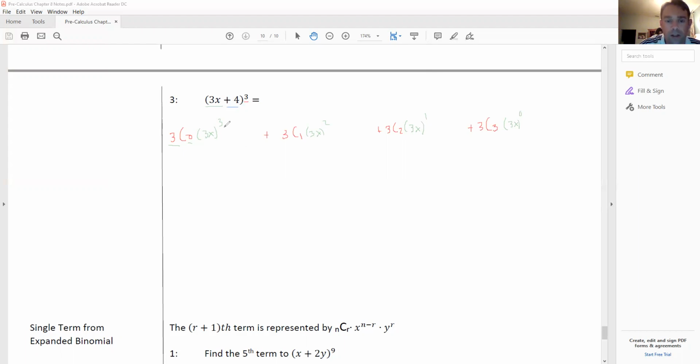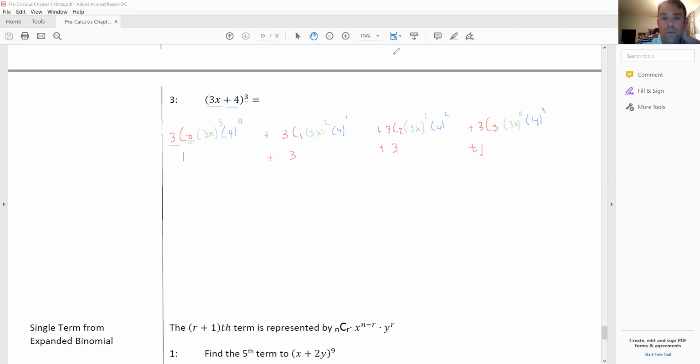Here's my second term, positive 4. And its exponent is always whatever the last number is. So 0. 4 to the 1st. 4 to the 2nd. 4 to the 3rd. And notice, once you guys start getting the hang of this, it's a pretty slick way to actually go through and expand binomials, no matter how big they are, to be able to expand them out.